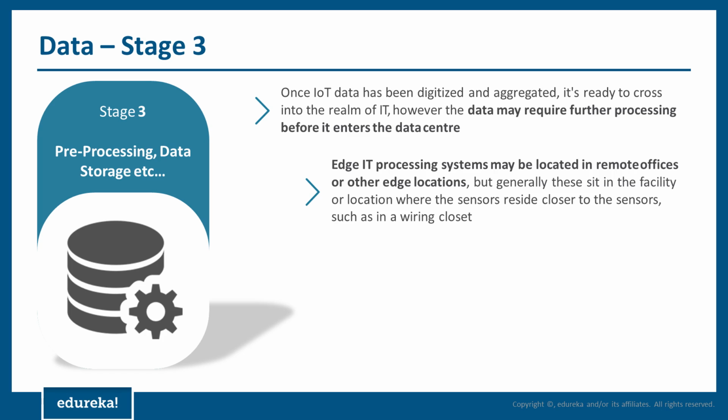So stage three, IoT data has been digitized and aggregated. It's ready to cross into the realm of IT. However, the data may require further processing before it enters the data center. So the edge IoT pre-processing system may be located in remote offices or on edge locations. Correct? Like I'll give you a simple example.